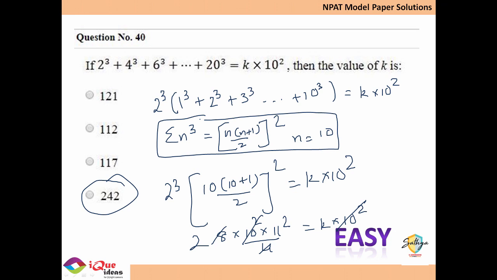If you have watched both the first and the second part, you'll be quickly able to identify that it's possible to easily crack about 30 of the 40 sums. Except for 2 or 3 problems, most of them are solvable by either direct application of formula or by using some intelligent assumptions. So I hope you are able to crack the examination of NPAT easily with flying colors and get admission to the college of your choice.